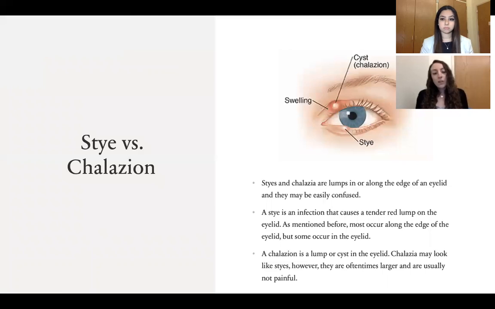So most of the time people can get confused between what a stye and a chalazion is. So styes and chalazia are both lumps in or along the edge of an eyelid, and they may be easily confused. A stye is an infection that causes a tender red lump on the eyelid, and a chalazion is a lump or cyst in the eyelid, and it may look like a stye, however, they're oftentimes larger and are usually not painful.